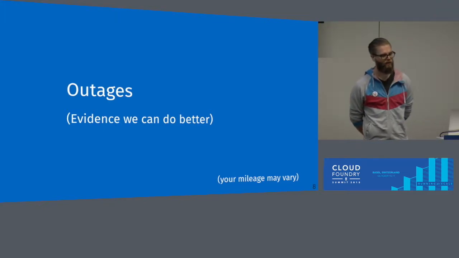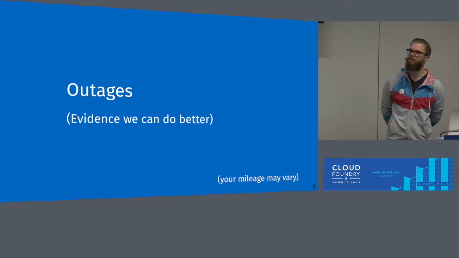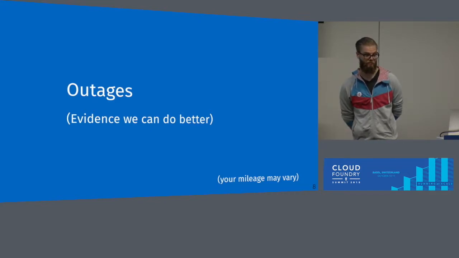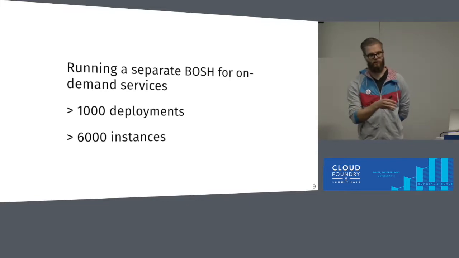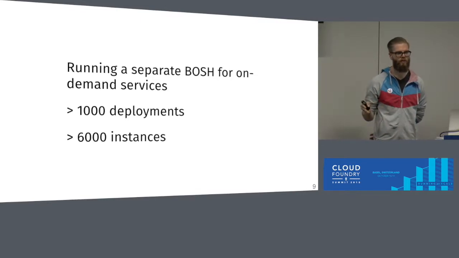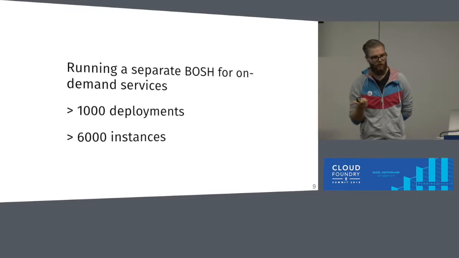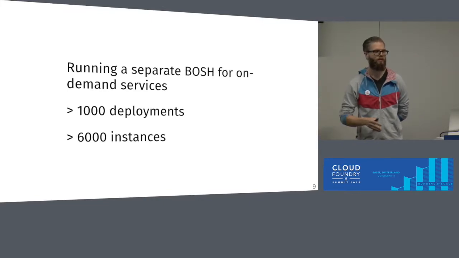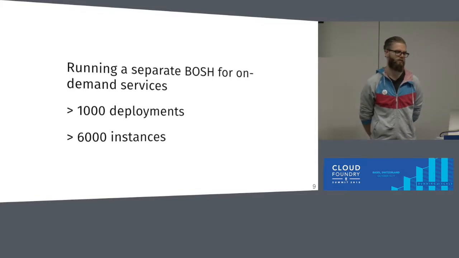Your mileage may vary here, which means the problems I'm going to talk about in a second might not occur in your current system because of scale. We are currently running a separate BOSH for our on-demand services, all of them on a single BOSH. That's more than 1,000 deployments and a little more than 6,000 instances on that single director. That's why we keep seeing certain issues that you may face in the future or maybe have already seen on a smaller scale.